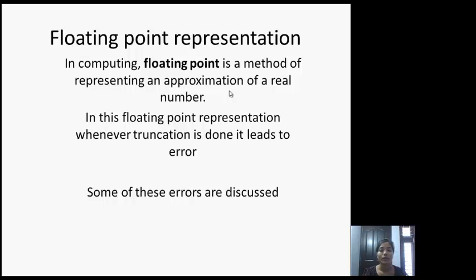Floating point is a method of representing an approximation of a real number. A real number can have many digits after the decimal, so we have to truncate those digits. Whenever truncation is done, it leads to error. Some of these errors are discussed.